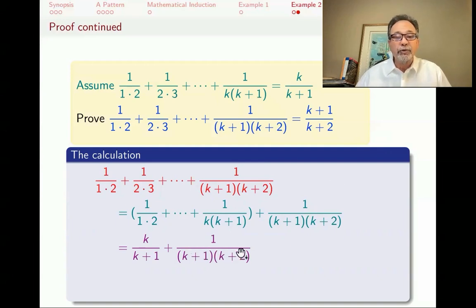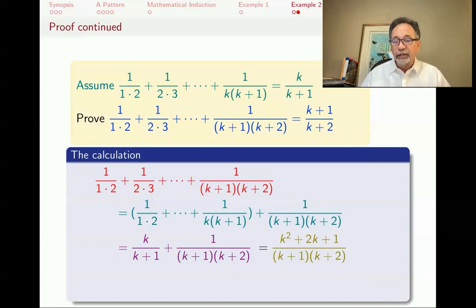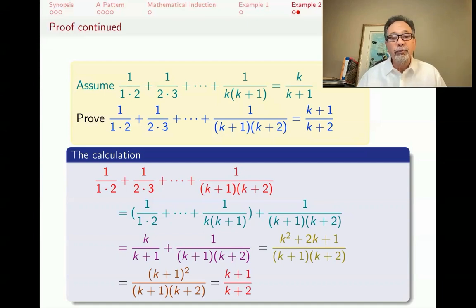It's 1/((k plus 1)(k plus 2)). I take common denominators. The common denominator is going to be (k plus 1)(k plus 2). You combine them and you get k squared plus 2k plus 1. The top factors and the k plus 1 cancels. And lo and behold, we get (k plus 1)/(k plus 2), as requested by the induction proof. And now we know that our pattern continues and the proof is complete.